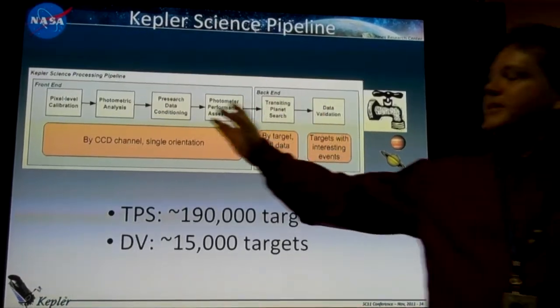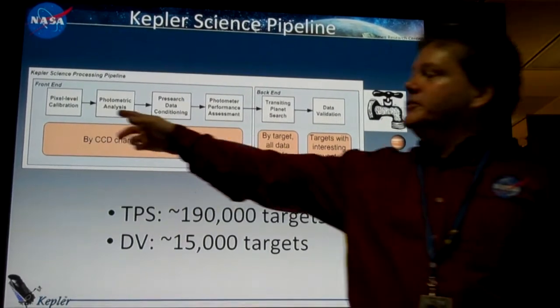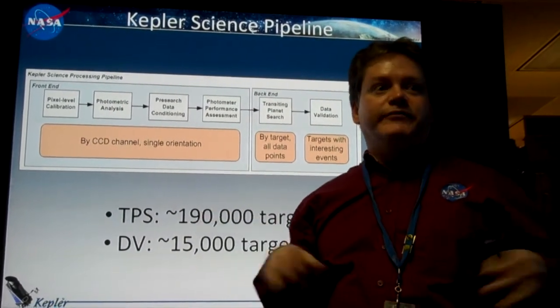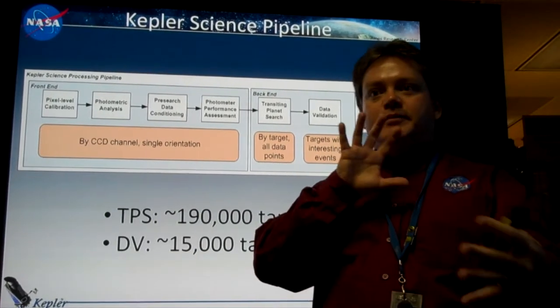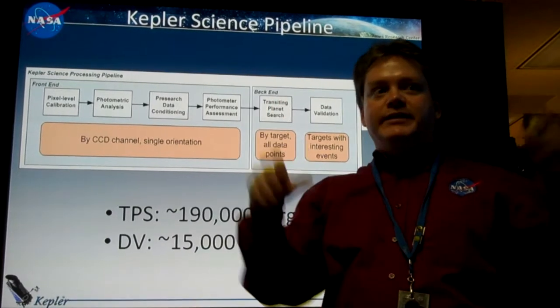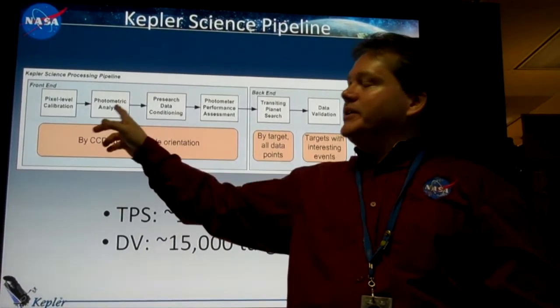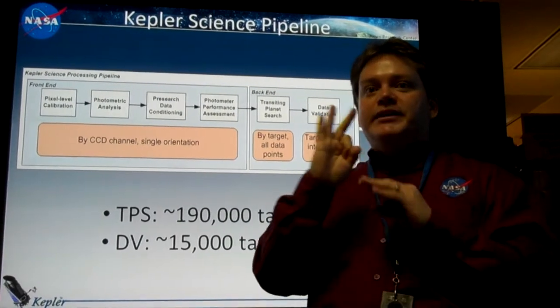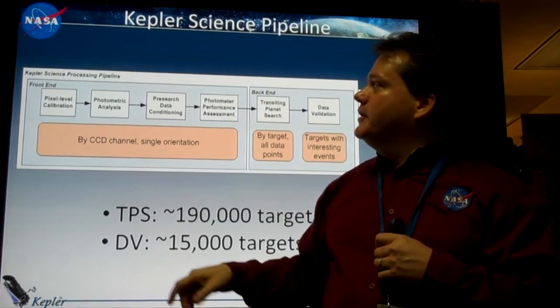This is what the pipeline actually looks like. So the first thing we do is we take those individual pixels and we calibrate them to remove things like instrument effects, instrument noise, effects from the optics itself, like vignetting. So we do all that correction. Then we take those corrected pixels for each star and we add them all together. And that's how we get a brightness value for each timestamp for each star.